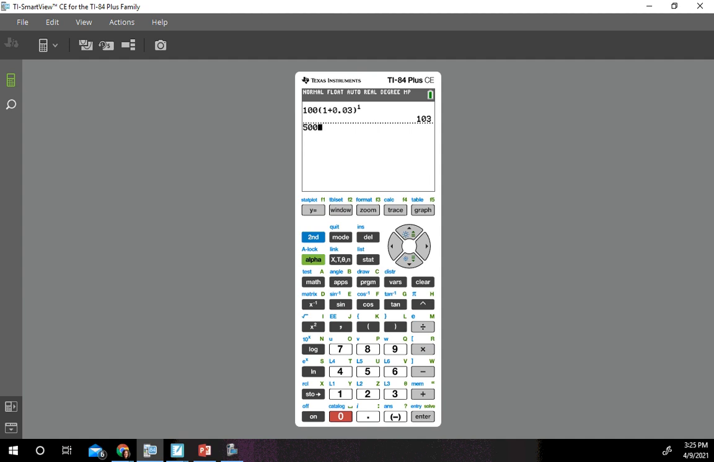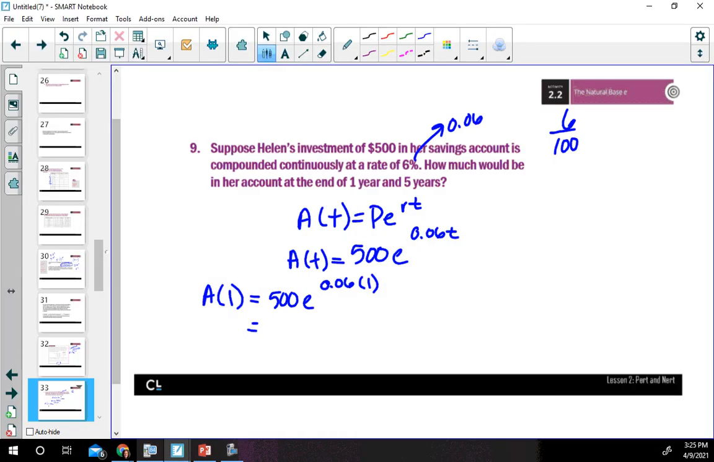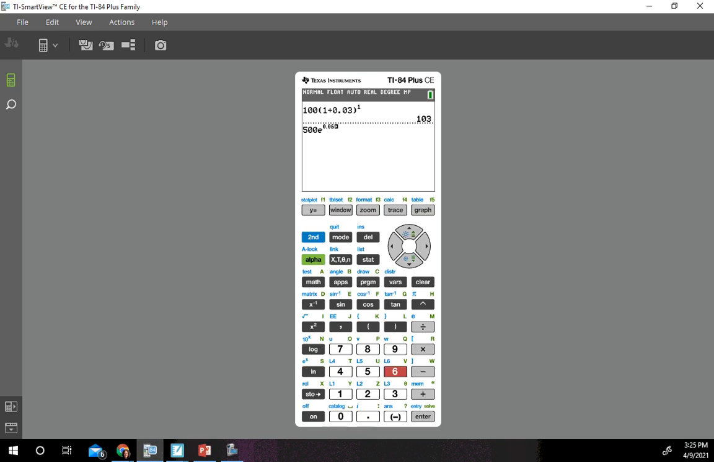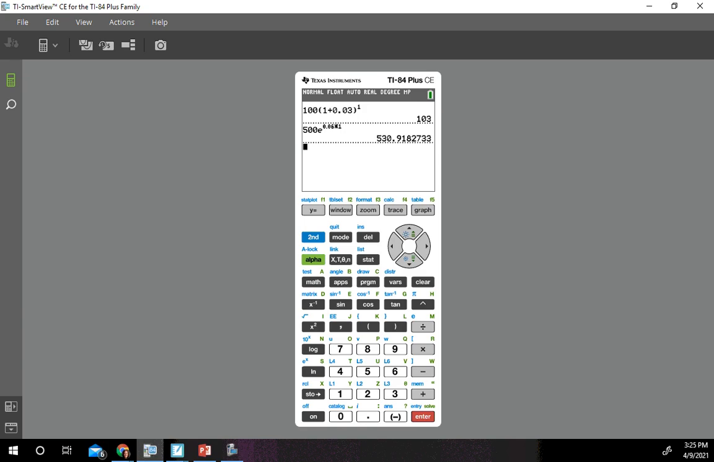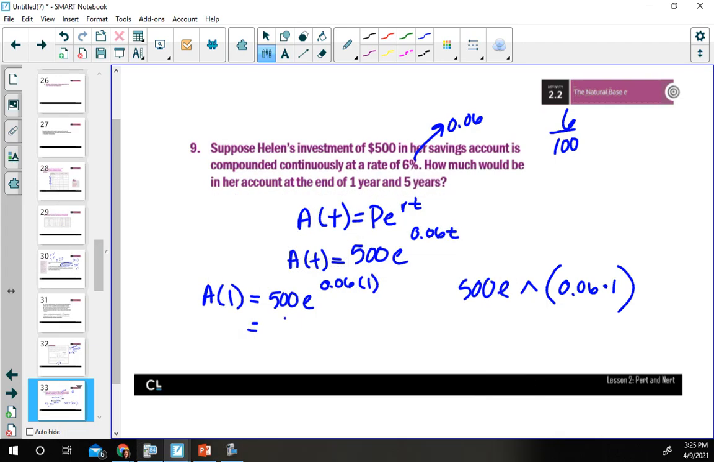Here's how you're going to find it. You're going to press second, and then this little ln that's down here. That's going to prompt me for my exponent, where I'm going to type in my 0.06 times 1. If you are someone that does not get prompted for the exponent, you have got to use parentheses. So when you type it in, if you get something that looks like this, you need to make sure you type this in parentheses to say they're together. So the amount of money after 1 year, I have $530.92.